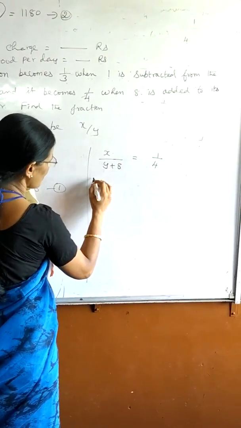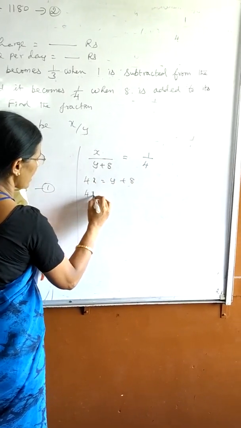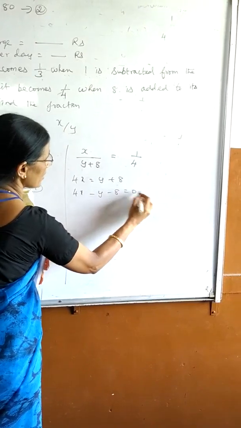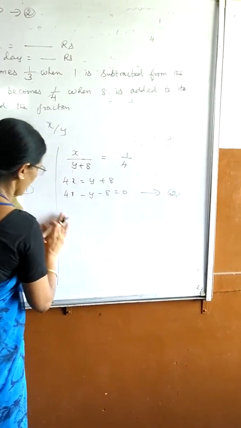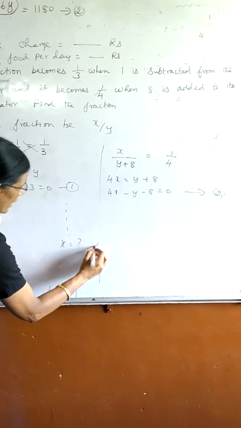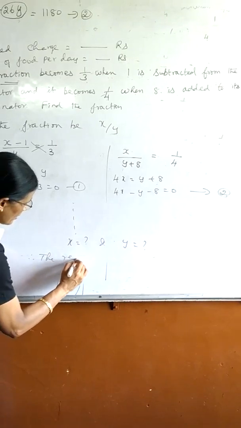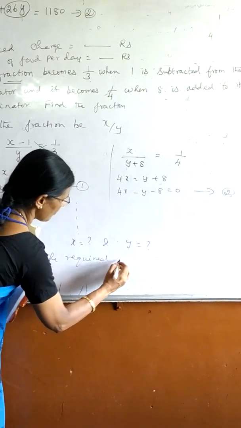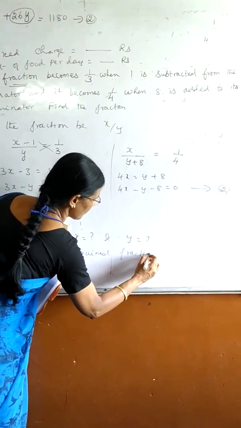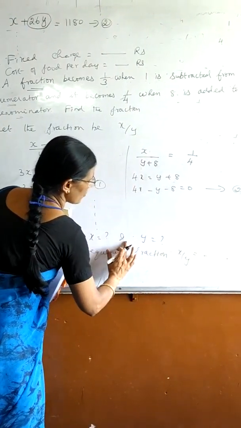Once again we do the same cross multiplication. 4x equal to y plus 8. 4x minus y minus 8 equal to 0 is the second equation. Solve these two equations. Get the value of x and y. Therefore, the required fraction is x upon y. Substitute the values of x and y we have calculated here.